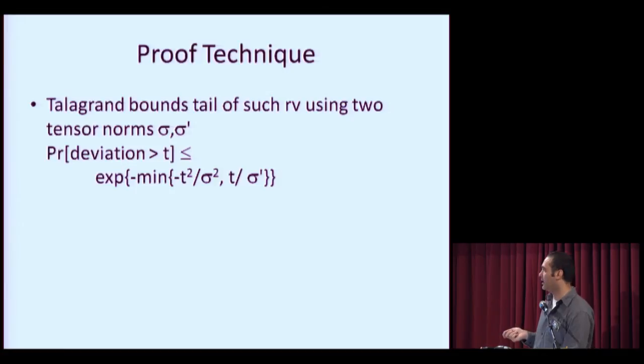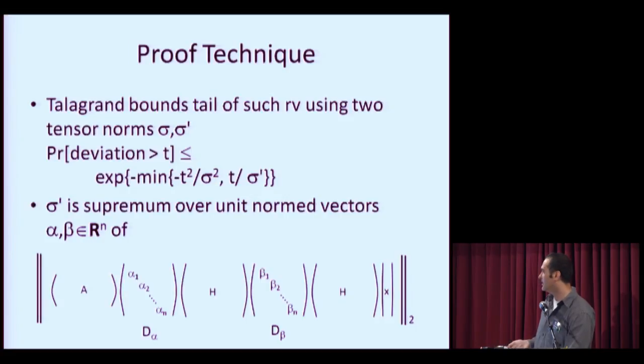And Talagrand recently proved tails of such random variables, the norms of these random variables, and we care about the Euclidean norm here, using 2 tensor norms, sigma and sigma prime, and you have something that looks similar to Hanson-Wright, except that it's for this tensor and not for a matrix. This is going to be very similar to the Frobenius norm, and this is going to be very similar to the spectral norm, but not exactly. Sigma prime, which takes the role of the spectral norm, but for a tensor, is defined as the supremum over 2 unit vectors, alpha and beta. You stick them in the diagonal instead of the random plus minus 1, and you look at the Euclidean norm of the same quadratic form that we defined earlier, a quadratic form over vectors, not over scalars. And you take the supremum of that. That's the first norm you need here.